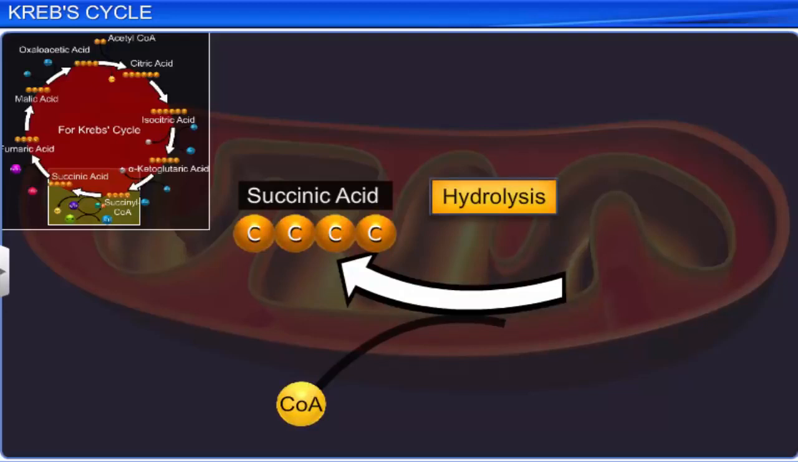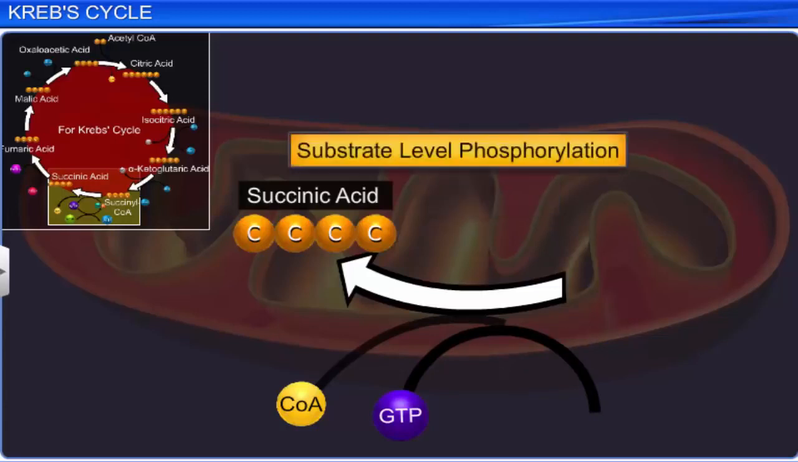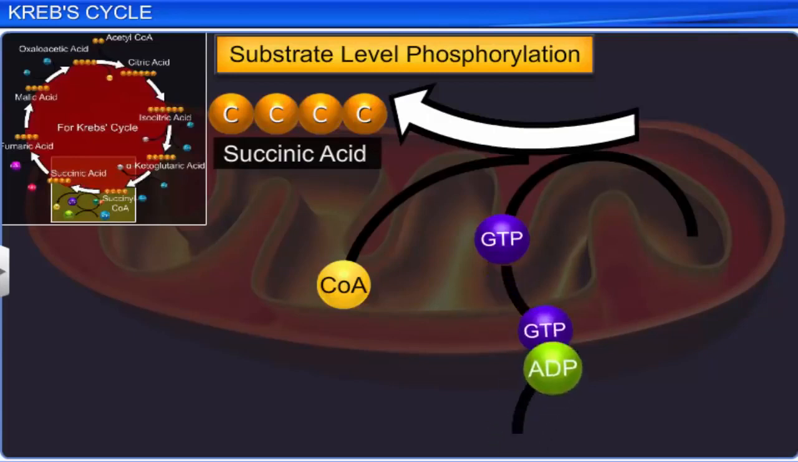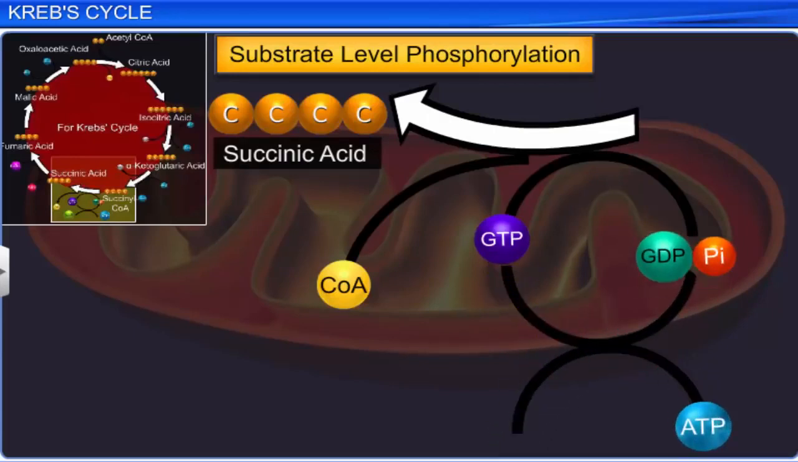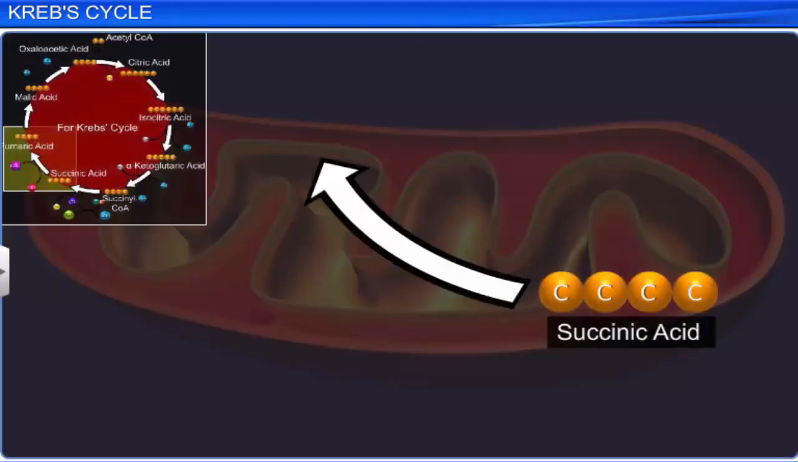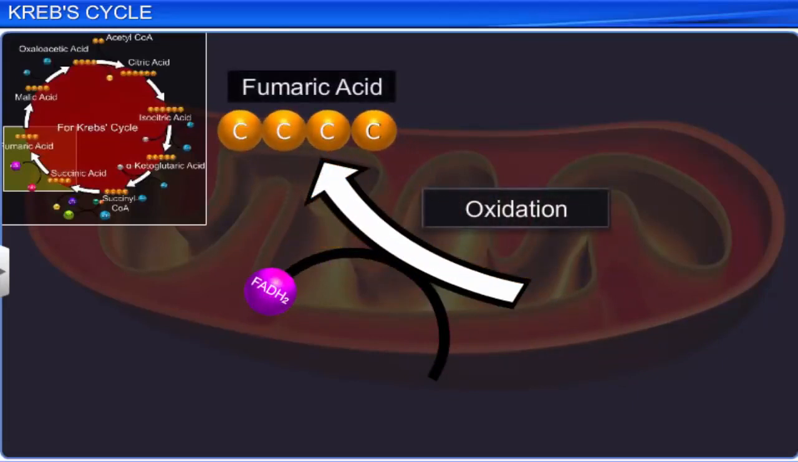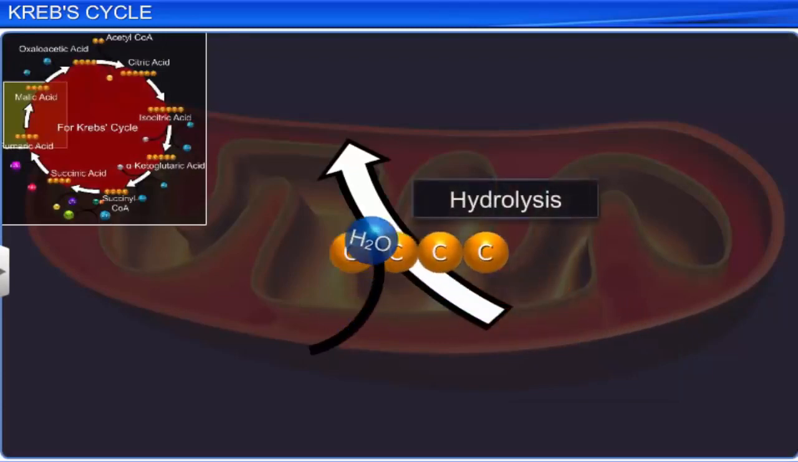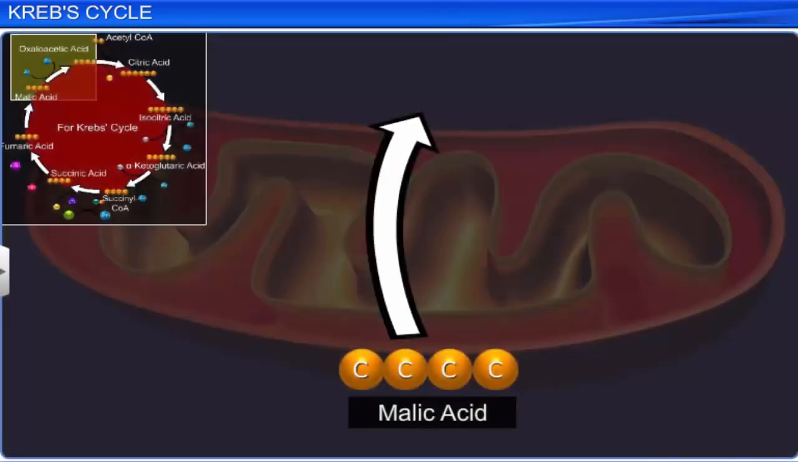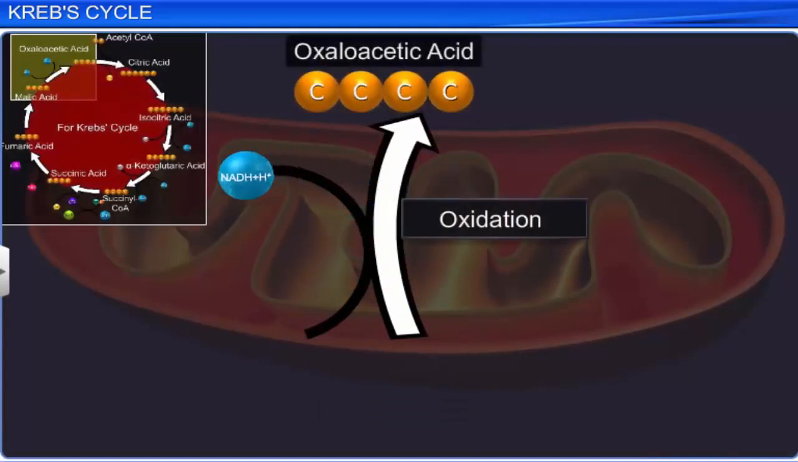This reaction also results in the production of guanosine triphosphate or GTP, a high-energy molecule, from GDP, by substrate-level phosphorylation. The GTP thus formed is again converted back into GDP, coupled with the synthesis of ATP from ADP. The succinic acid formed in the previous reaction is oxidized to fumaric acid with the reduction of FAD+ to FADH2. The fumaric acid is hydrolyzed to malic acid, which is then oxidized to oxaloacetic acid with the reduction of NAD+ to NADH plus H plus ion.